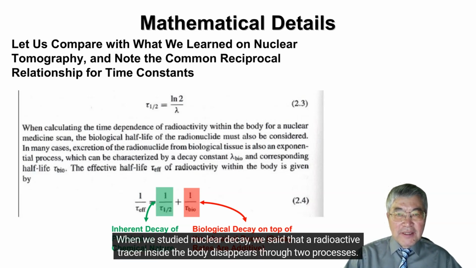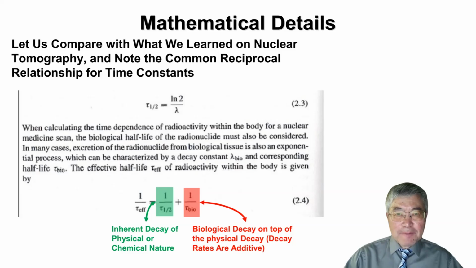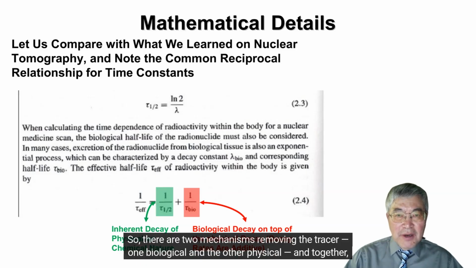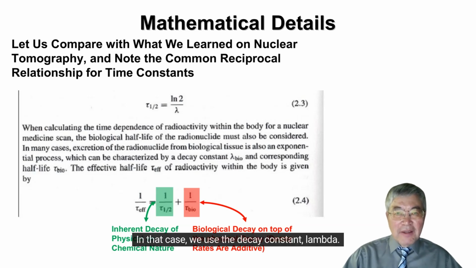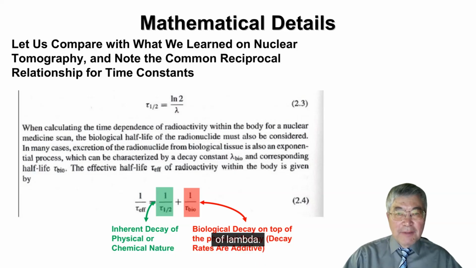When we studied nuclear decay, we said that a radioactive tracer inside the body disappears through two processes. One is physical radioactive decay, which happens naturally over time. The other is biological clearance, where the tracer leaves the body through circulation, mainly through urination. So, there are two mechanisms removing the tracer, one biological and the other physical, and together they follow the same reciprocal rule. In that case, we use the decay constant, lambda. The overall decay rate is lambda 1 plus lambda 2, and the corresponding half-life is the reciprocal of lambda.